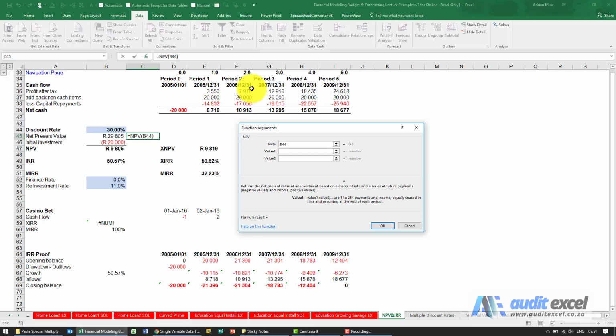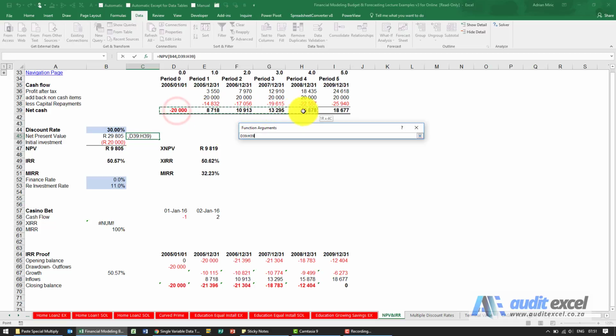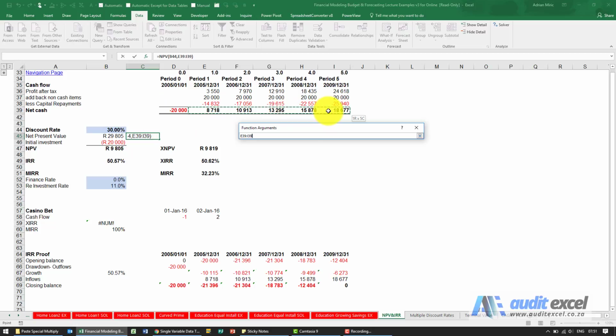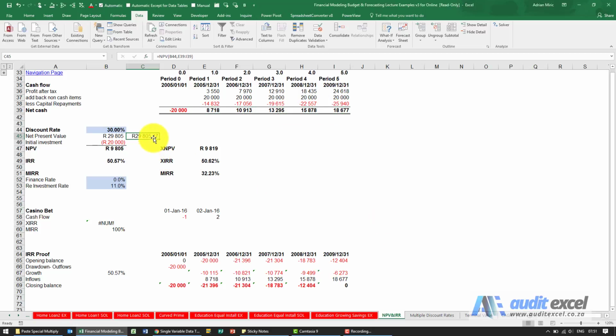So you'll see there's a year between each, and it's occurring at the end of each period. So you must be very careful when we're running an NPV using this function. We cannot do that, because remember, this is period 0. It's happening at the beginning of the period, so it must be end of period. So if I highlight that, when I say OK, it gives me a number. But that's not actually the NPV, because we haven't taken this into account.